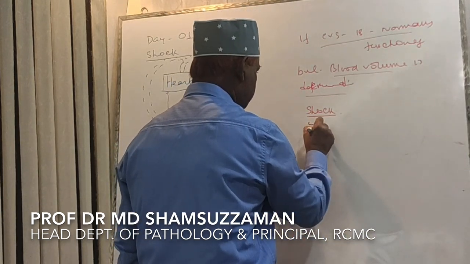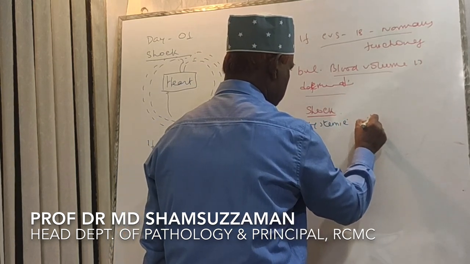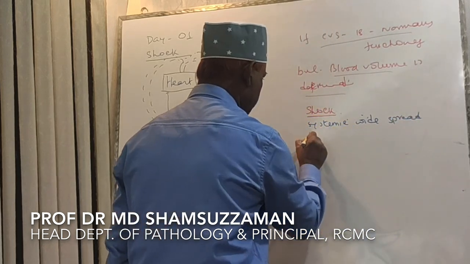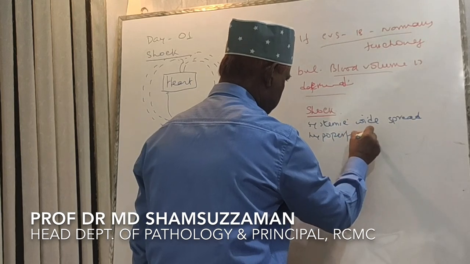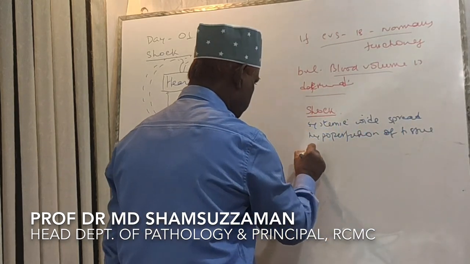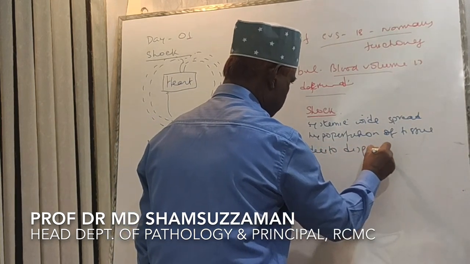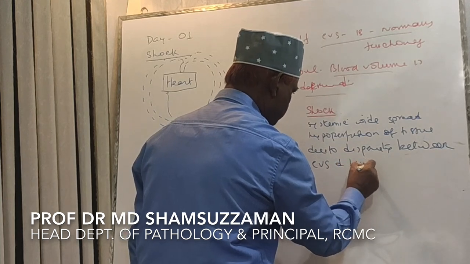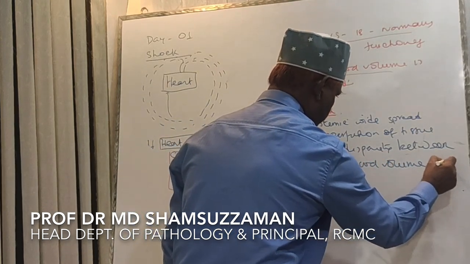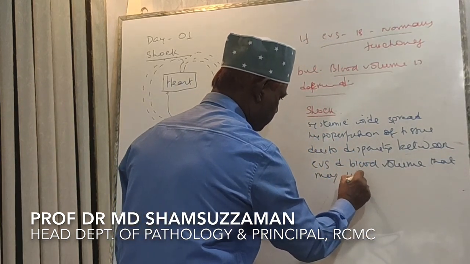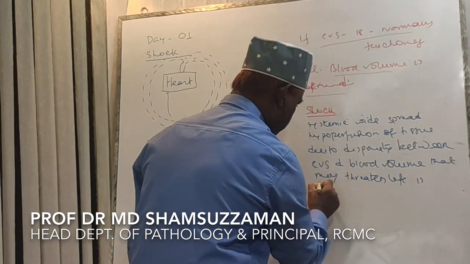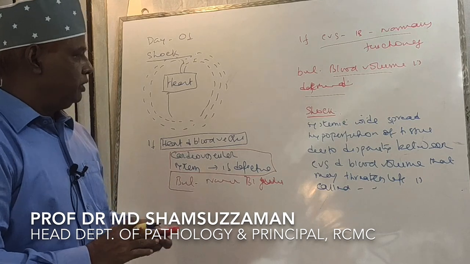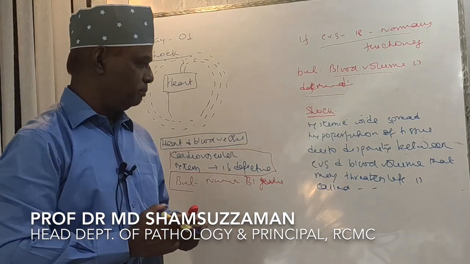Systemic widespread hypoperfusion of tissue due to disparity between the cardiovascular system and blood volume that may threaten life is called shock. Dear students, systemic widespread hypoperfusion of tissue due to disparity between the cardiovascular system and blood volume that may threaten life is called shock.